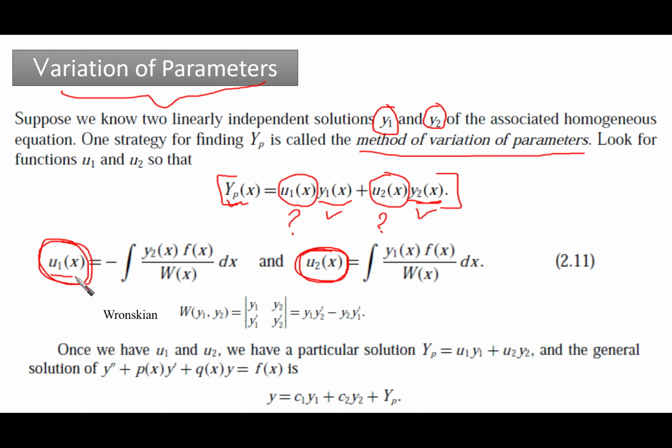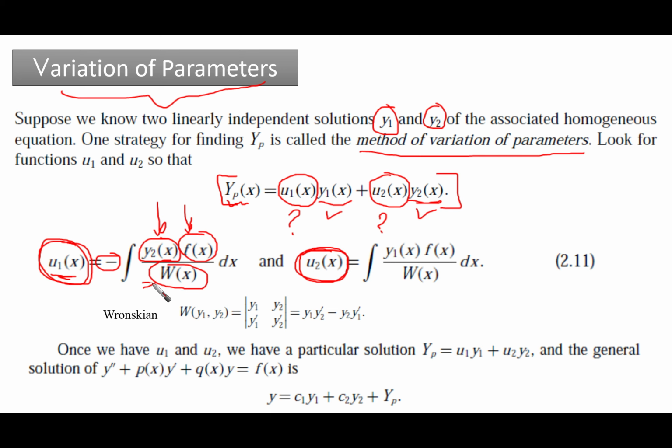u1 of x equals minus the integration of y2 of x, which is one solution of the associated homogeneous equation, times f of x. What is f of x? Exactly, it is the right-hand side of the non-homogeneous equation, over w of x.